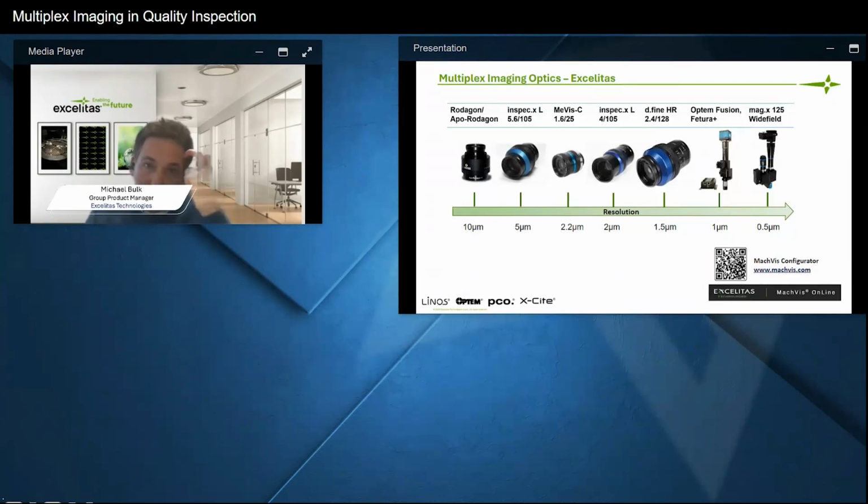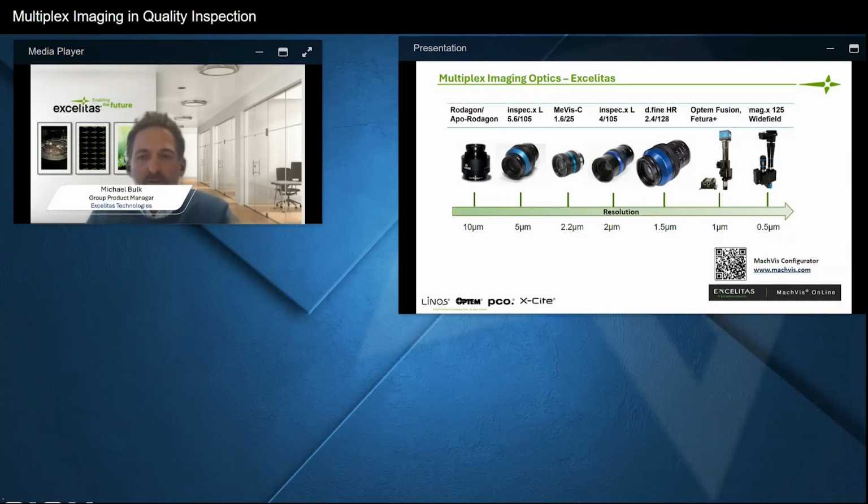Okay, so at Excelitas, we have a really wide range of lenses that are available. They go from classic wide field of view lenses all the way through micro inspection solutions that can detect the smallest features. Selecting the right lens is very dependent on your application, and it's often challenging to know where to start.